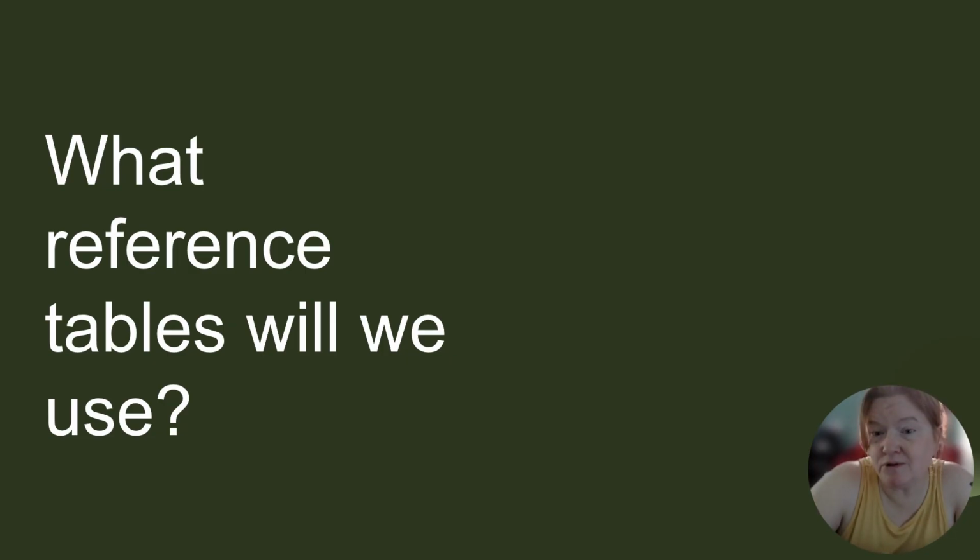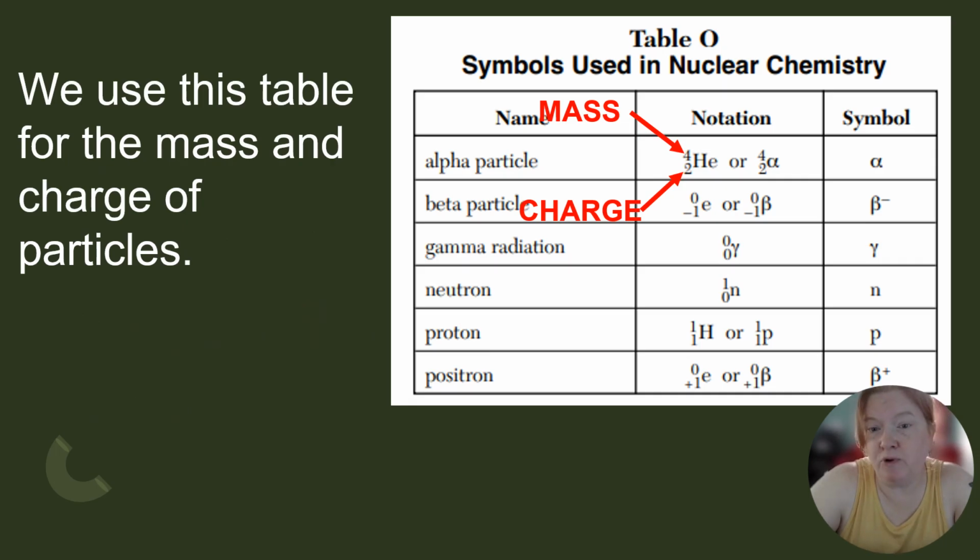Now, which reference tables will we use to help us through this process? Well, one is Table O. We've looked at this before. And just as a reminder, mass numbers are located on the top, and a charge, or the number of protons, if it's at least one, is found at the bottom number. Remembering that a beta particle is the same as an electron.